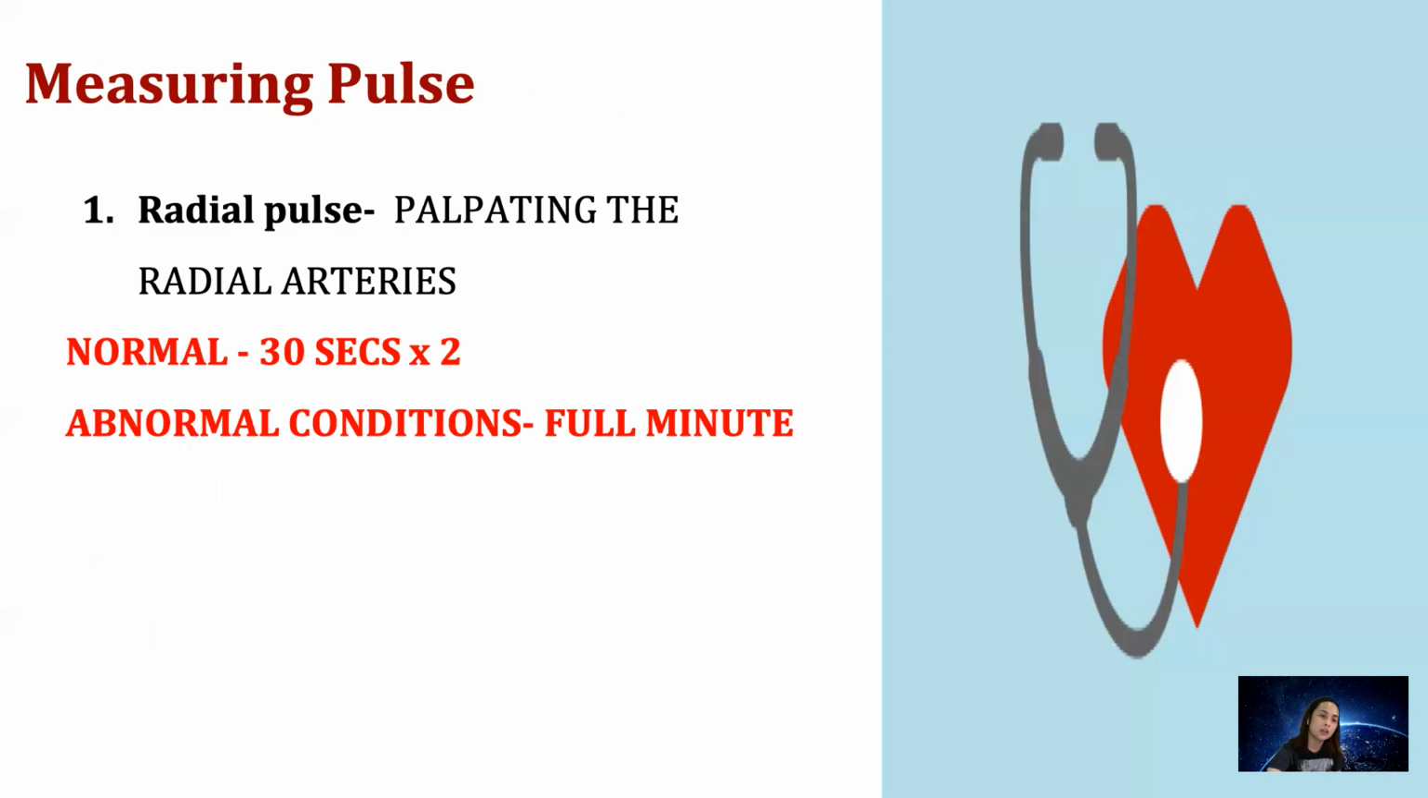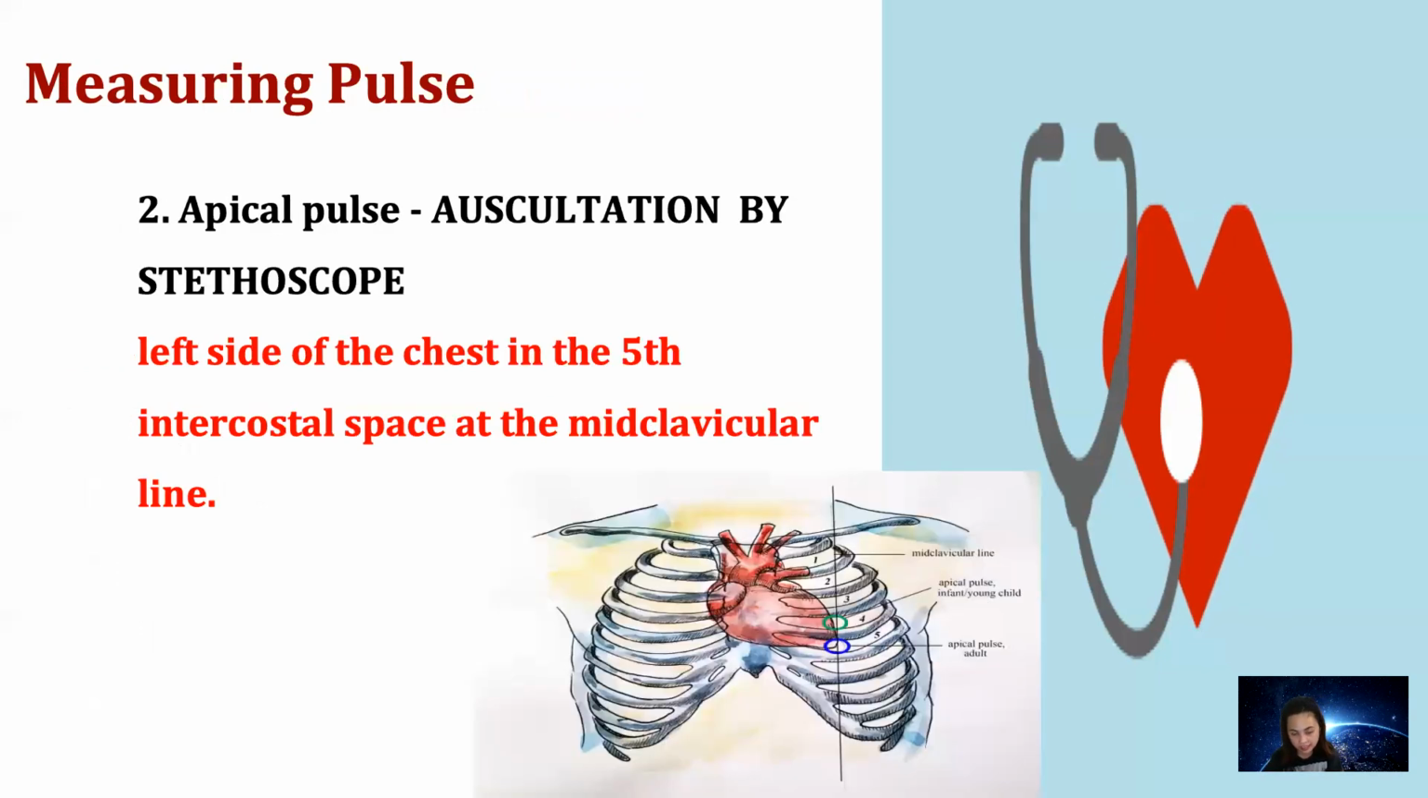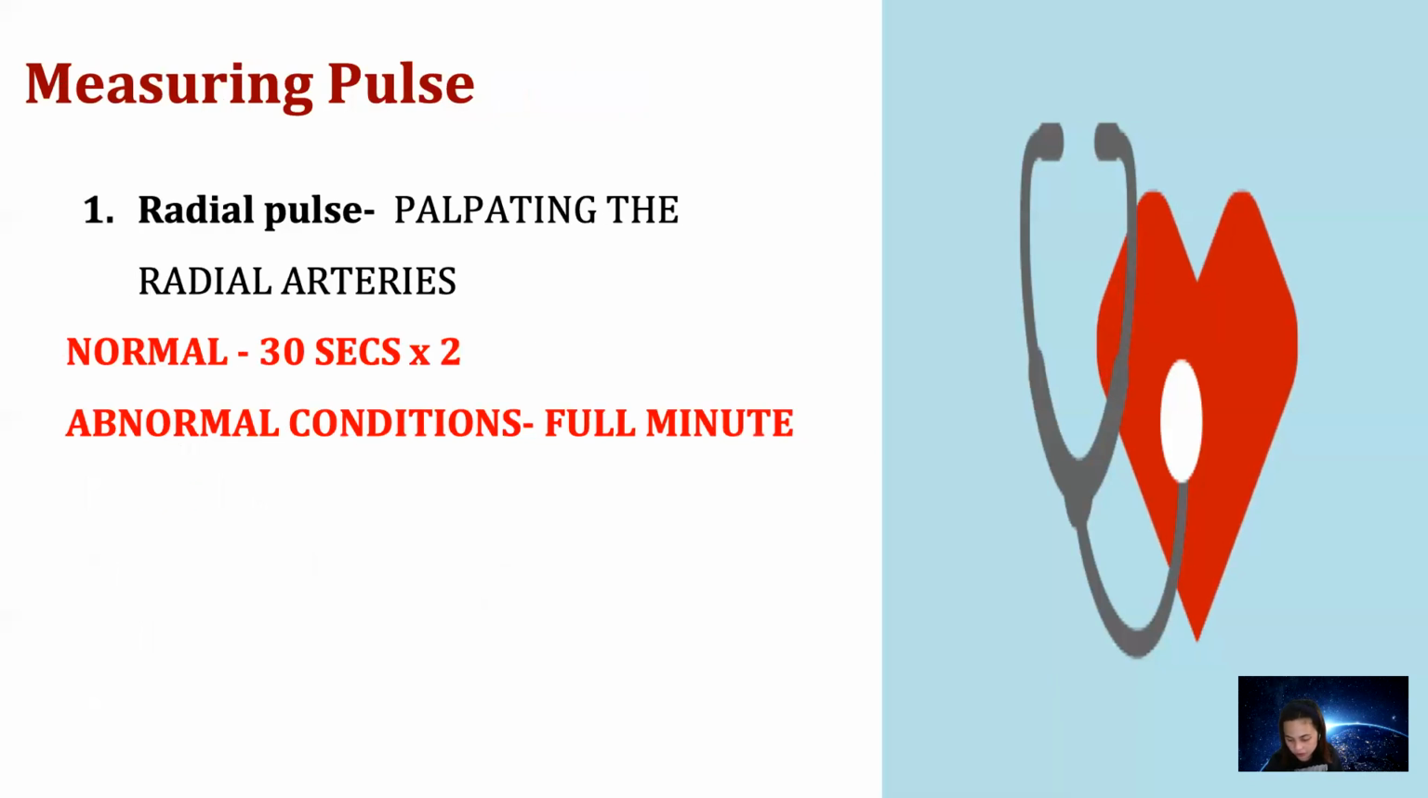Then, we can measure pulse using two ways. We have the radial pulse and we have the apical pulse. But what is required for your course is only radial pulse. So we will leave the apical pulse because it is being taught in CNA.